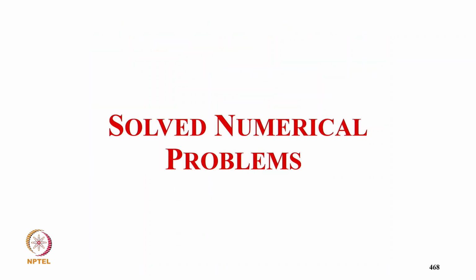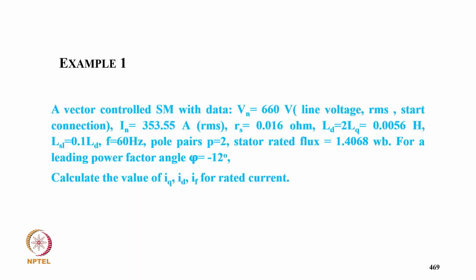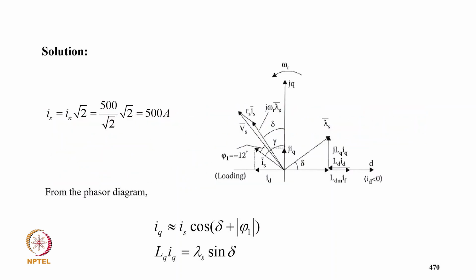Now coming to solved problems. Example 1: a vector controlled synchronous motor with data Vn equal to 660 volt line voltage RMS, star connection, In equal to 353.55 RMS, Rs equal to 0.016 ohms, Ld equal to Lq equal to 0.0056 Henry, Lsl equal to 0.1 Ld, and at f equal to 60 Hz, pole pairs 2, and rated flux is 1.4068 Weber, for a leading power factor angle phi equal to minus 12 degree. Calculate Id, Iq, If for rated current.